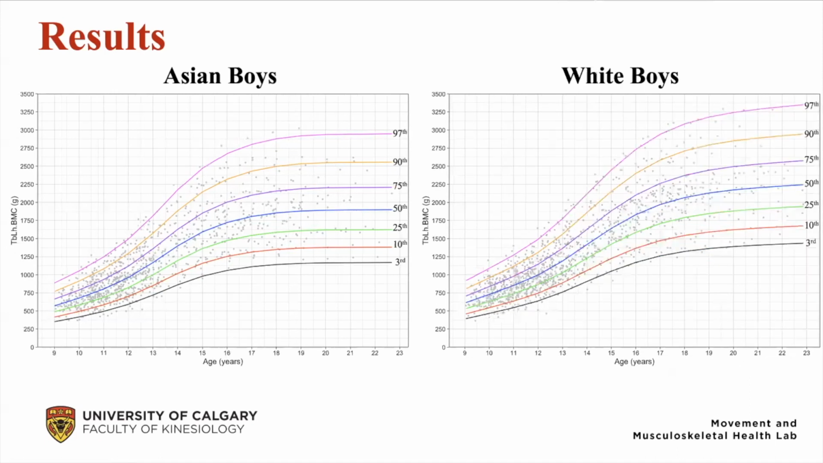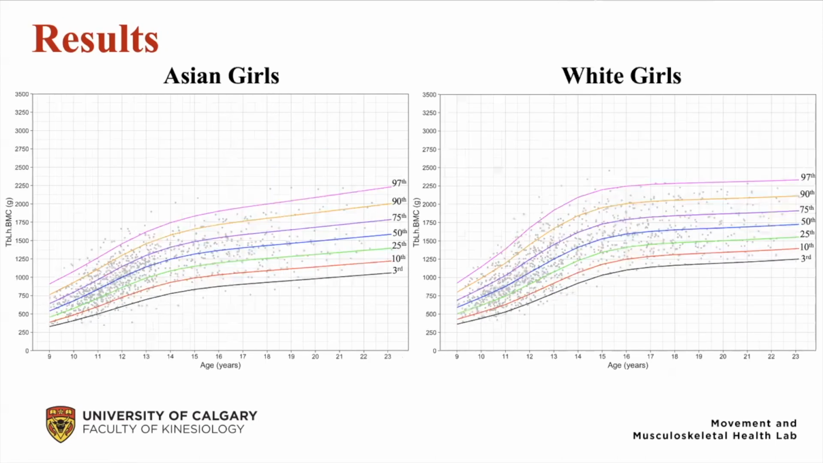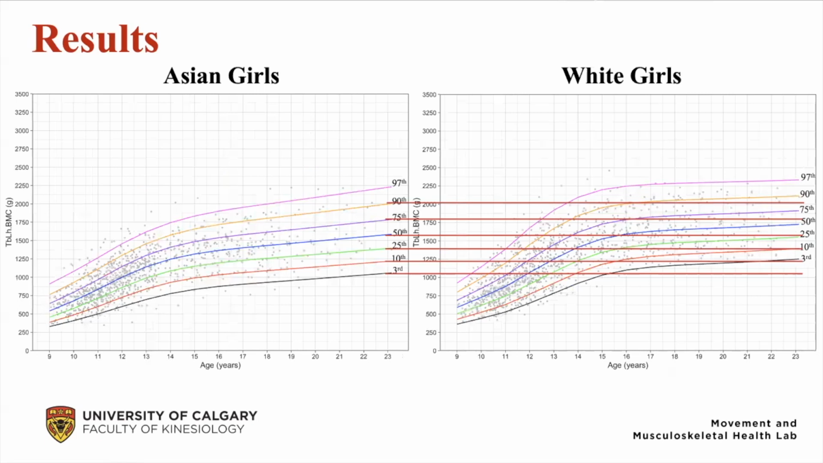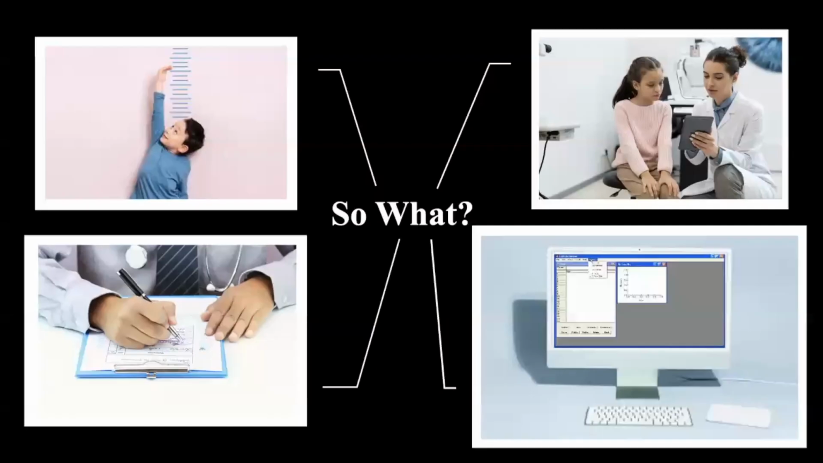So when we compare Asian boys to white boys, we see that white boys have higher bone mineral content than Asian boys. We also see that white girls have higher bone mineral content than Asian girls, although this one is a little bit harder to see. But you can see that here, even the 10th percentile of white girls... rather, even the 10th percentile of Asian girls is still lower than the 3rd percentile of white girls.